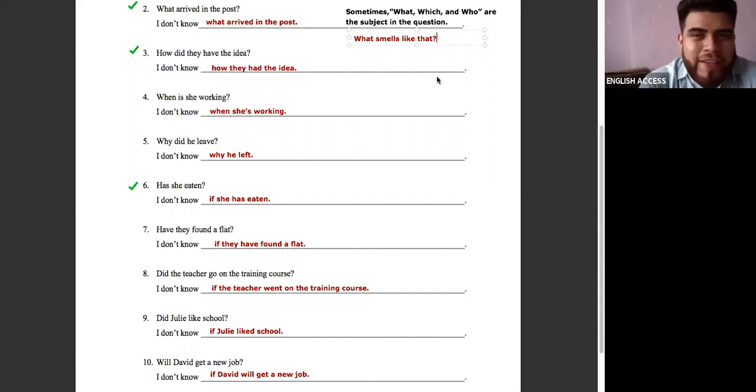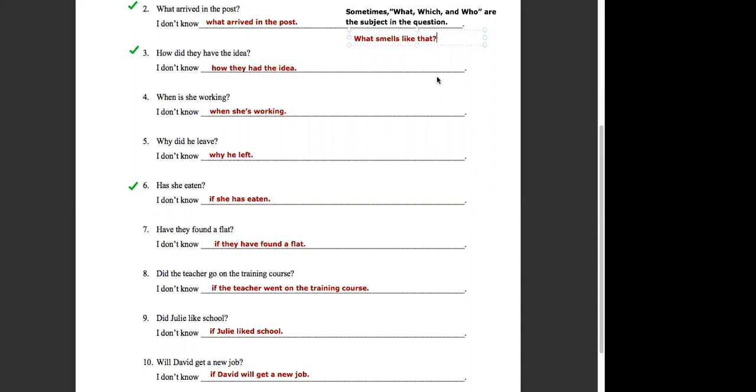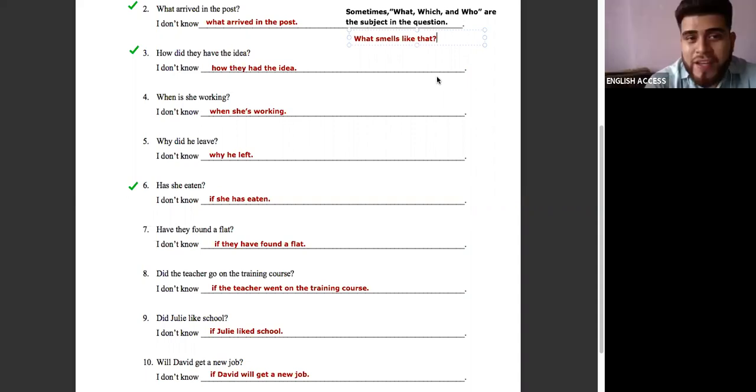What smells like that? This is a good question. If you're in a place and it stinks, you can say, what smells like that? And what would be the subject here? The subject would be what, because I want to find the subject. I want to know what it is that is smelling, right?